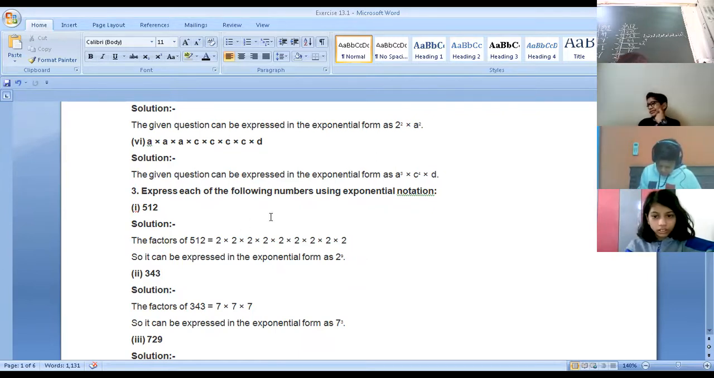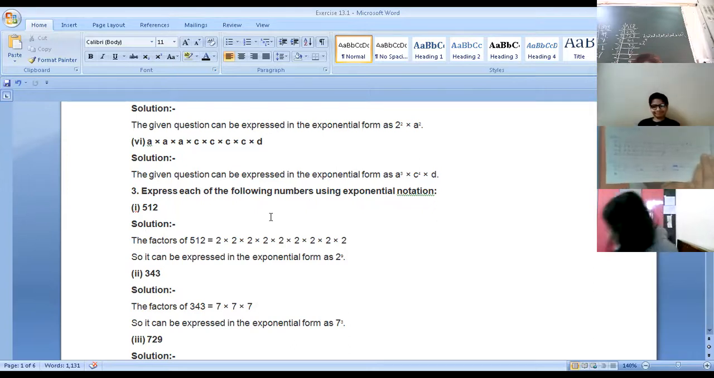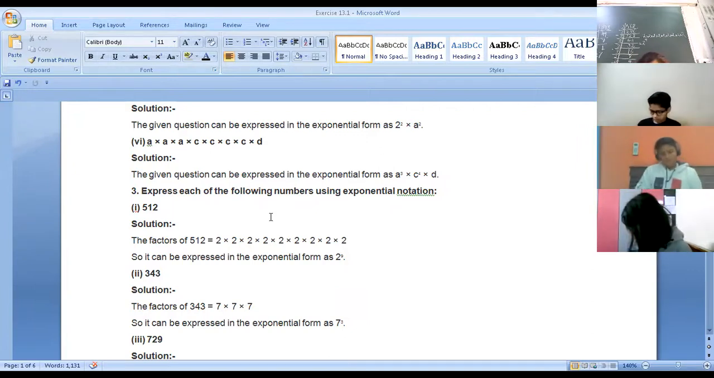Children, B, C and D parts are your homework. So please mark your homework side by side and write it in your almanac also. Question number 3, third and fourth part, exercise 13.1. Beta, you have to show the prime factorization also, Sharma. You have not shown. So you have to represent the prime factorization below the question also.